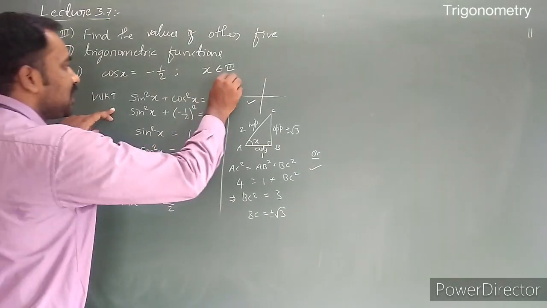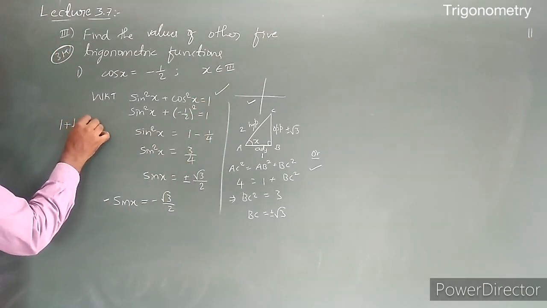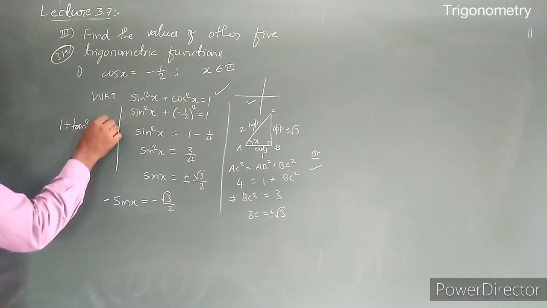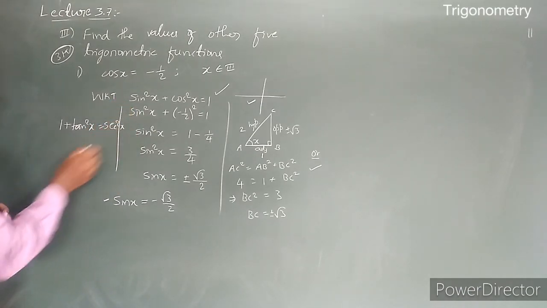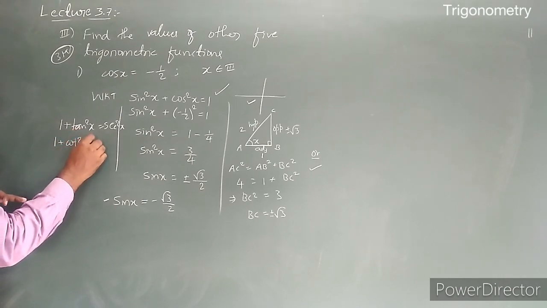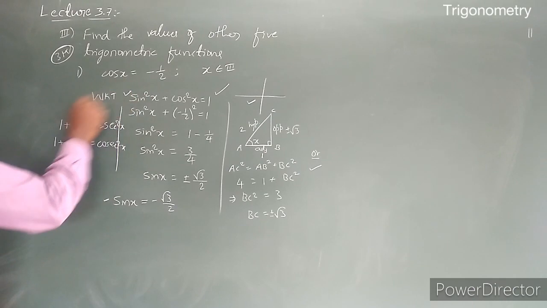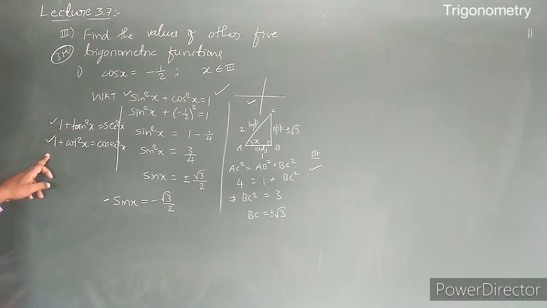This is the first identity. One more identity: 1 plus tan square x is equal to how much? Secant square of x. Apart from that, 1 plus cot square of x is cosecant square of x. Using these 3 identities, we can find all the values.